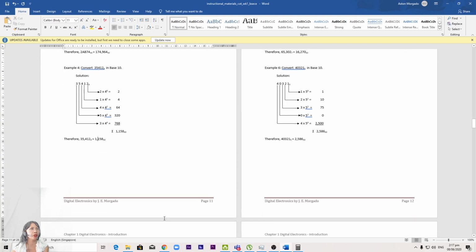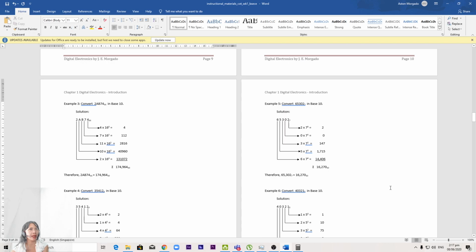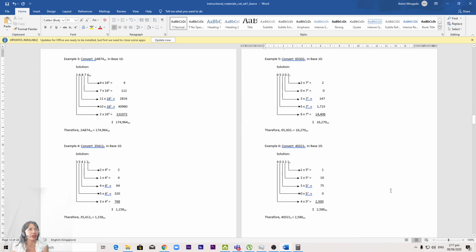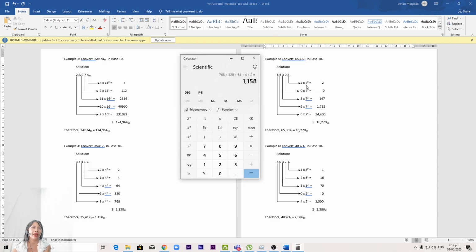Oh, we have more here. More examples. That means you have to master this conversion. Convert 65,302 base 7 to base 10. Our LSB here is 2, with n equal to 7, so n raised to 0. Let's start with n raised to 0. So 2 times 7 raised to 0 is equal to 2 times 1, which is 2.